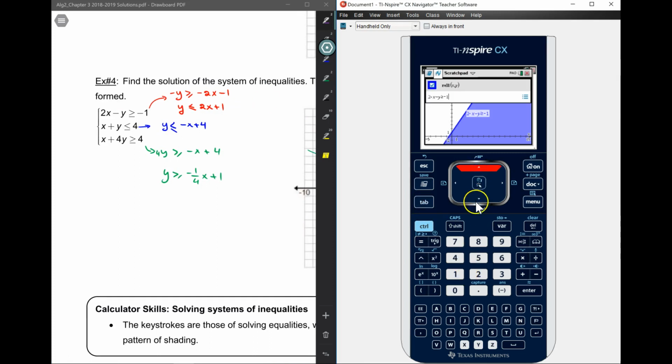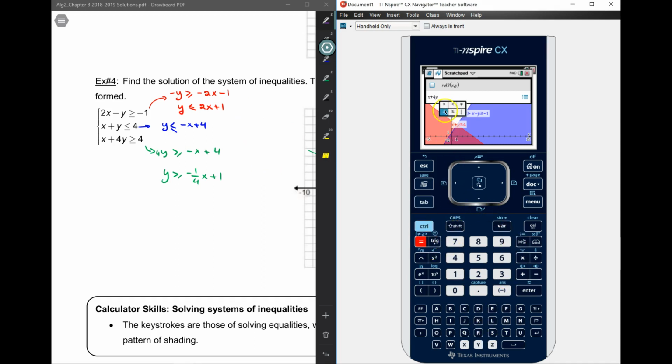X plus y is less than or equal to 4. You press the equal sign right under the control button, and it gives you a whole bunch of options. Control equal. So x plus y is less than or equal to 4. That's that one. And then if I press tab again, x plus 4y is greater than or equal to 4.